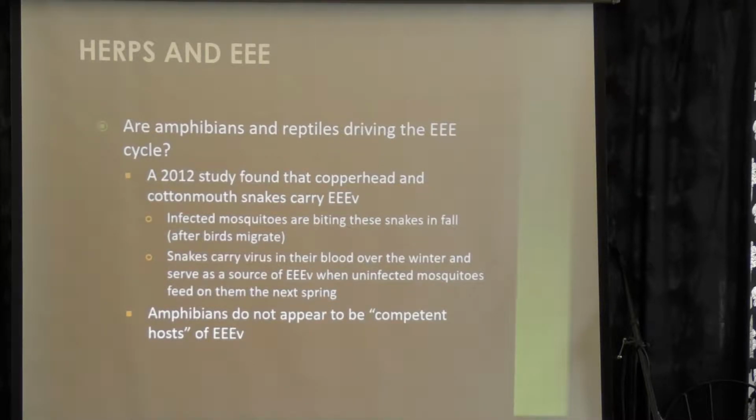And so what they're thinking is going on is that at the end of the growing season, when birds are migrating away and there's not much to feed on, Culiseta melanura might be feeding on snakes. And then the snakes have Triple E in their blood and have been shown to be able to amplify it to the point where a mosquito that feeds on an infected snake is getting the virus. So, thanks guys. No, I'm just kidding. But anyway, it's thought that snakes are carrying the virus in their blood over the winter and serving as a source of Triple E when the new mosquitoes hatch in the spring. So I thought that was interesting.